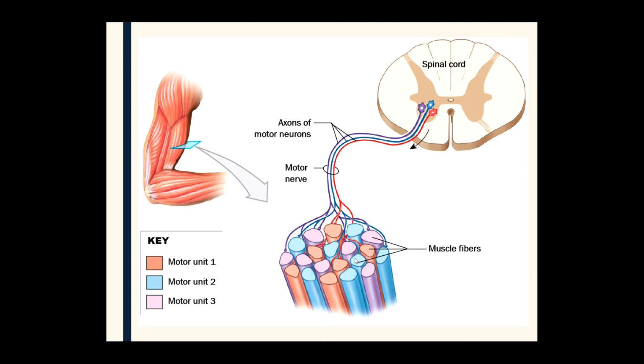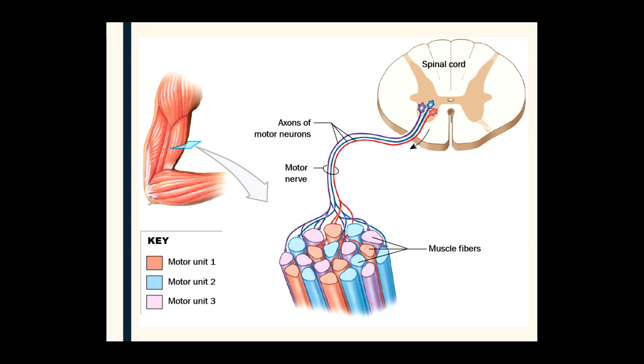1, 2, 3, 4, 5, 6. That means when this red neuron fires, those 6 fibers will contract. The blue one is going to go down through the spinal nerve and innervate 1, 2, 3, 4, 5, 6, 7. The blue one is innervating 7 muscle fibers in this example, right? And those are the muscle fibers painted blue. And then the purple one, 1, 2, 3, 4, 5, 6, 7 also, those 7. So when the purple one contracts, only the purple fibers are going to contract.